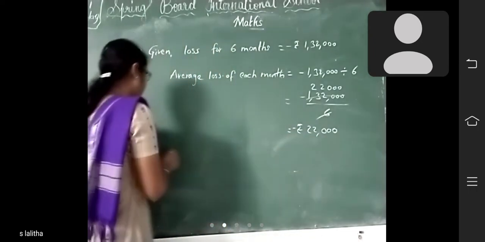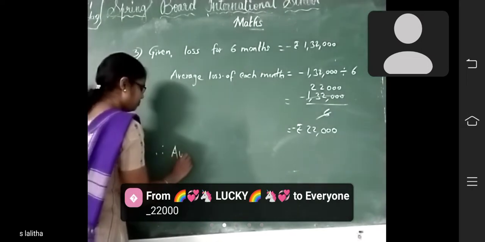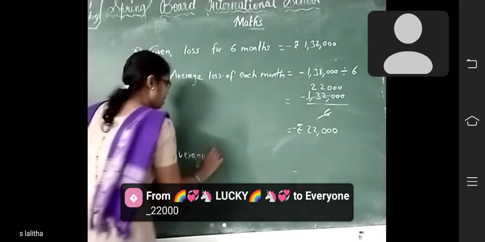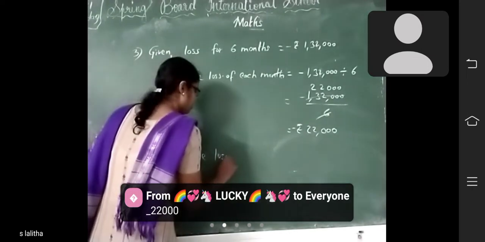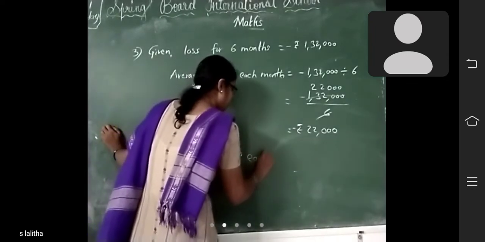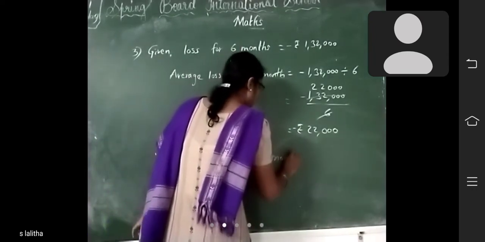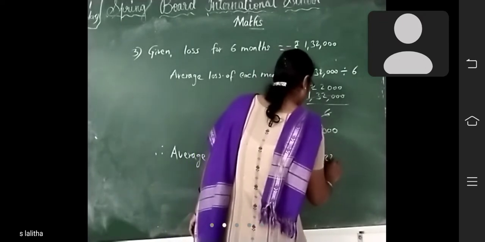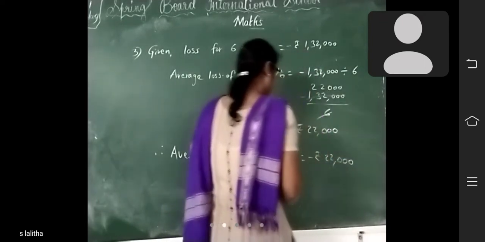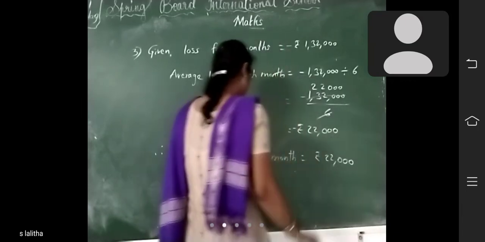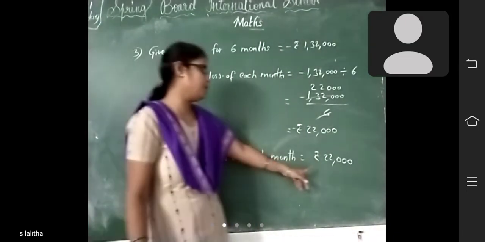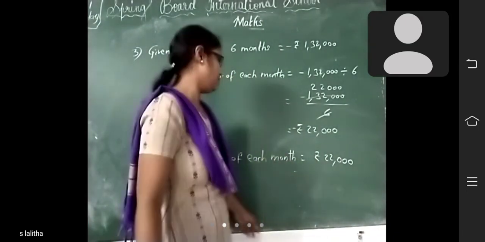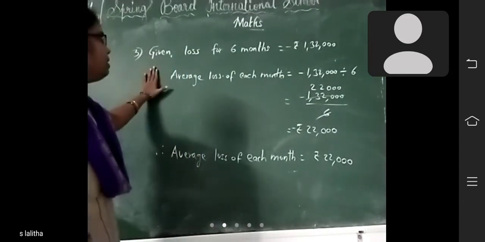Okay. So therefore average loss of each month equal to minus rupees 22,000. Don't write minus. Average loss of each month, how much? 22,000 rupees. Okay. So what is the question given here?